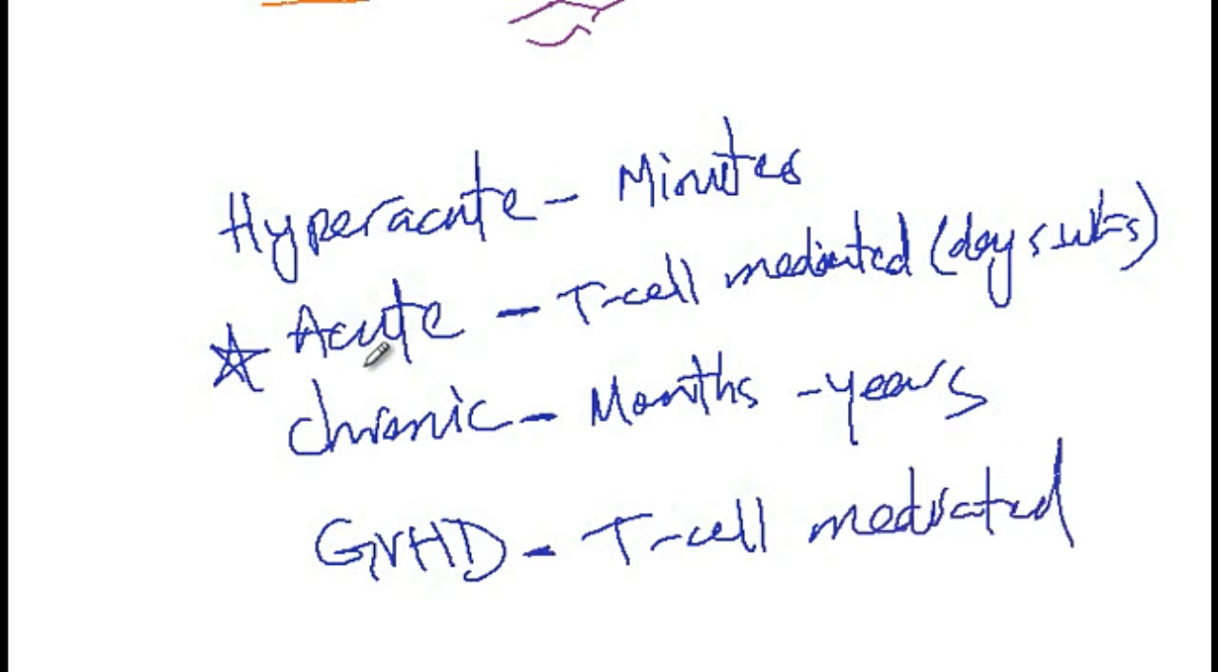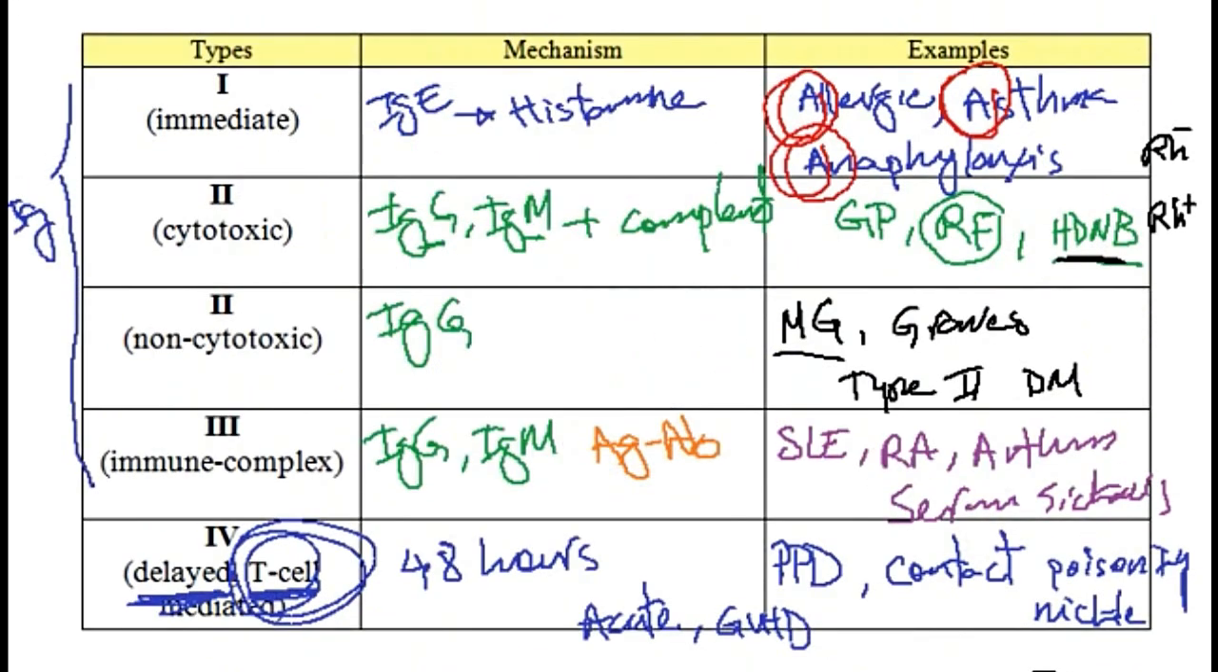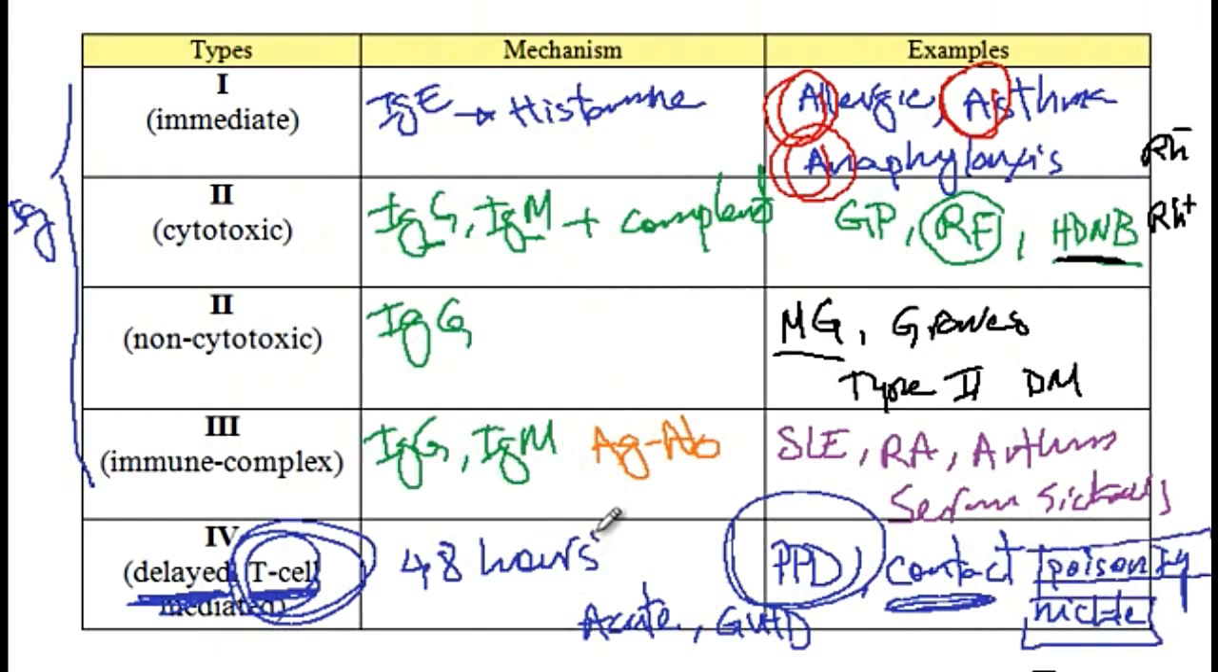So just keep that in mind. Acute transplant rejection as well as graft versus host disease are also T-cell mediated. And the other examples of T-cell mediated include the PPD skin test as well as contact dermatitis, which are commonly caused by poison ivy and nickel, and it takes about 48 hours for the symptoms to manifest. And that concludes our discussion.